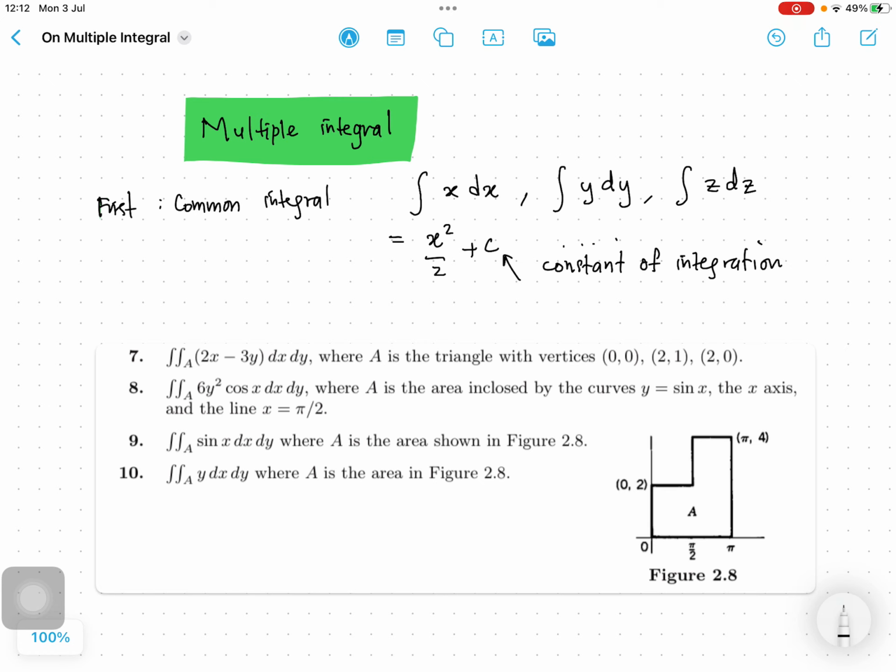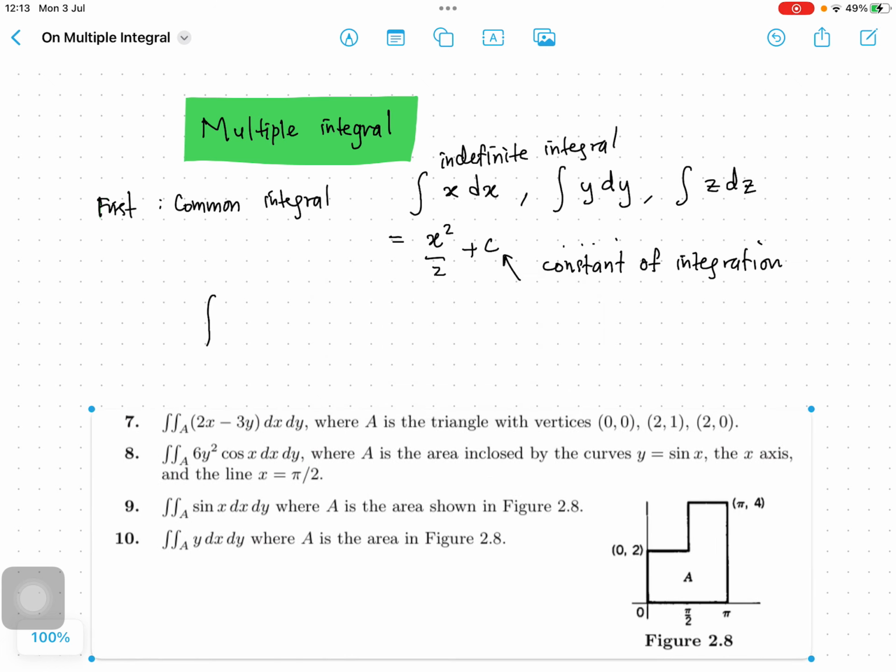Why? Because these are what they call indefinite integrals. But let's say you have the integral from a to b of x dx. You solve this, x squared over 2, you have to put in the limits a and b, and you have 1 over 2 (b squared minus a squared). So you don't have the constant of integration c. Okay, and these are definite integrals.